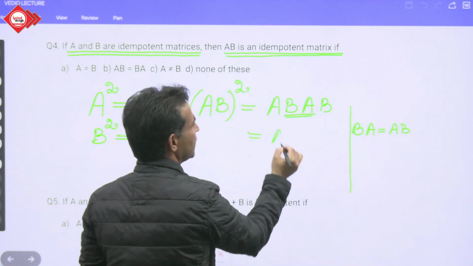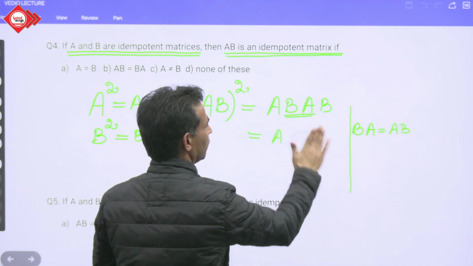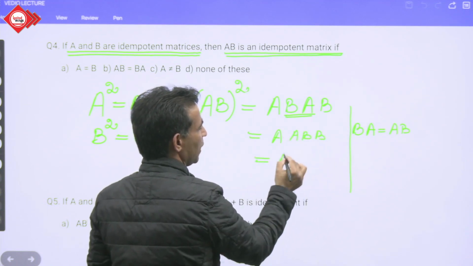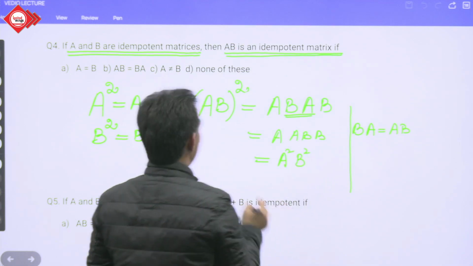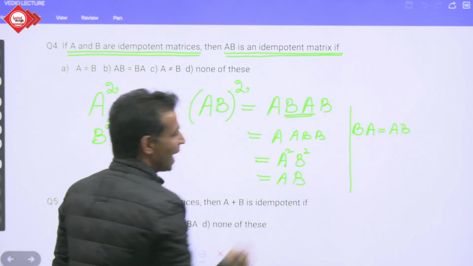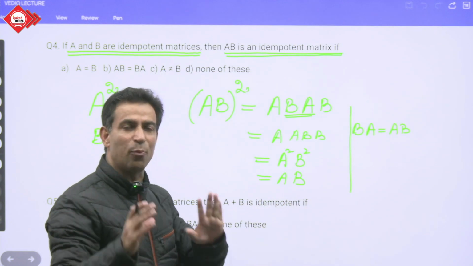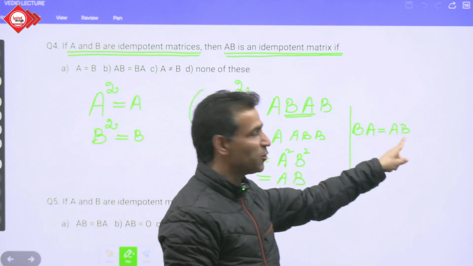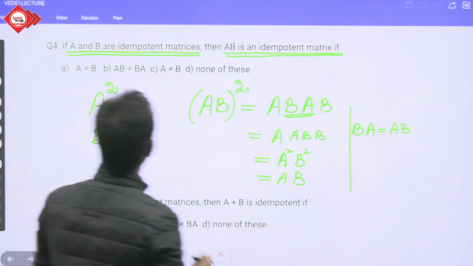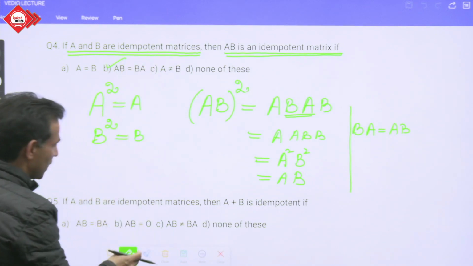So you will get here A, instead of BA we write here AB, then it is here B. So which is equal to A into A is A square, it is here B square. Now what is A square? A square is A. And what is B square? It is B. So it means that this AB whole square is equal to AB is possible only if BA is equal to AB. So it means that if A and B commute, option B is the correct option. Okay, let us come to next.